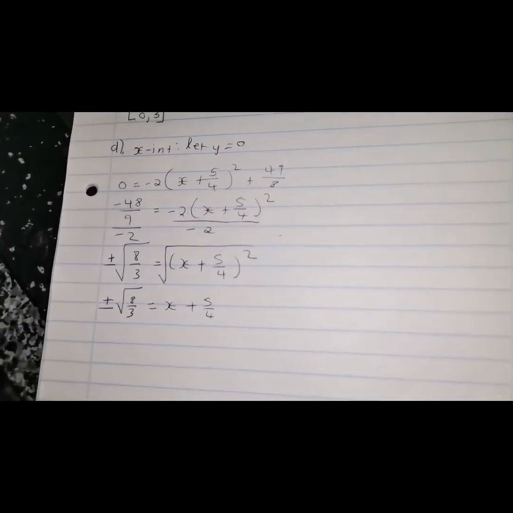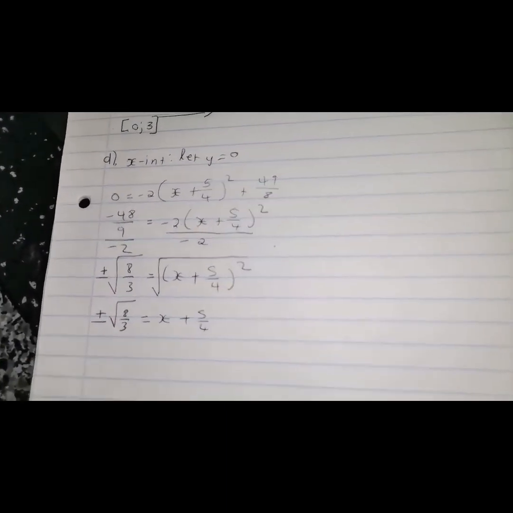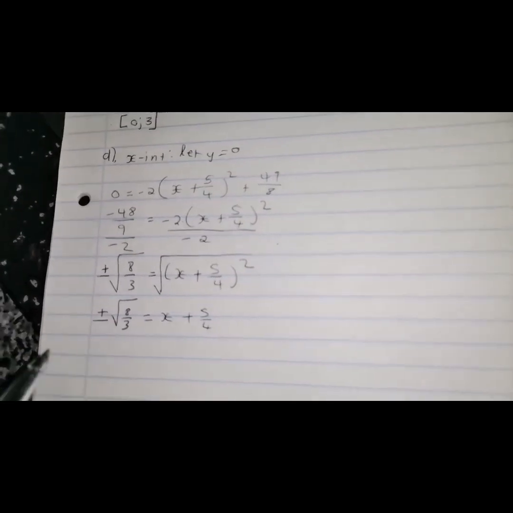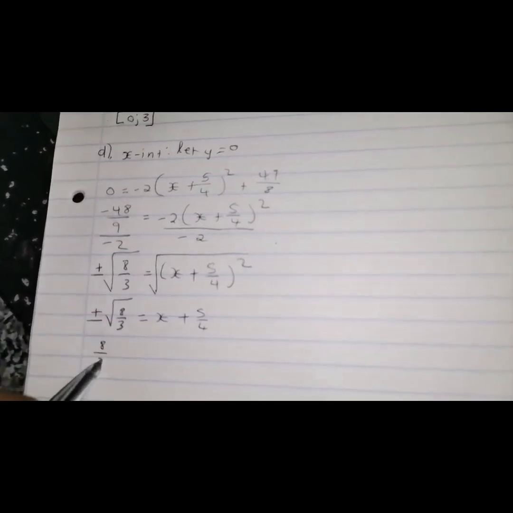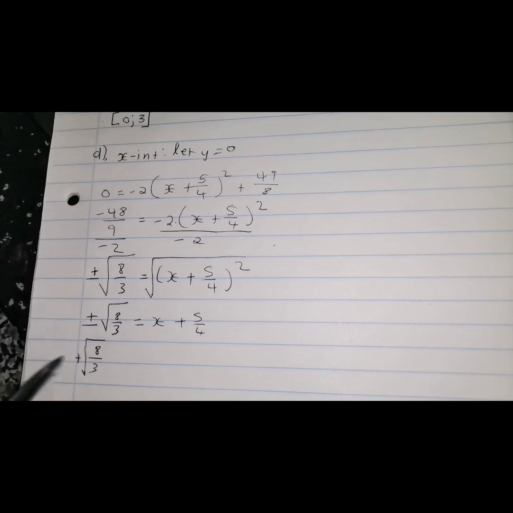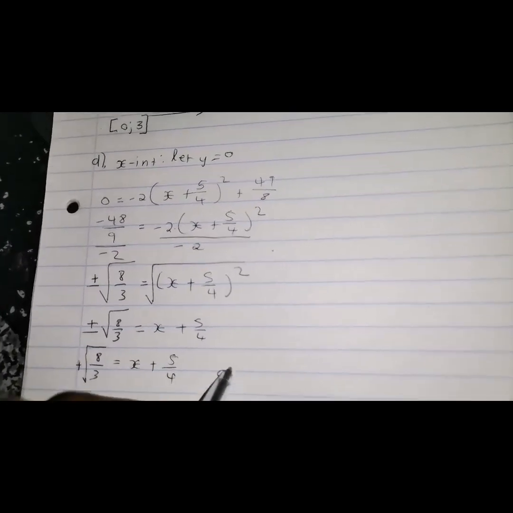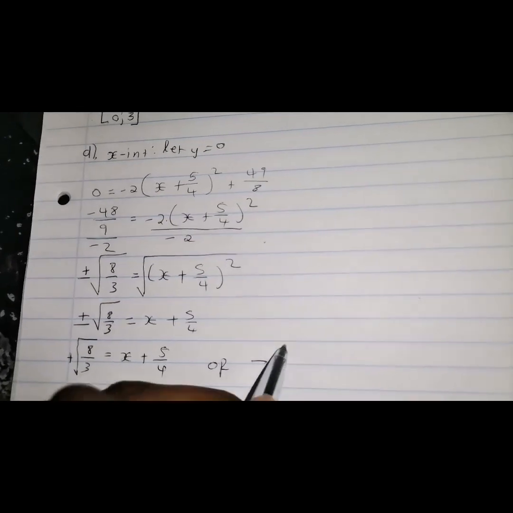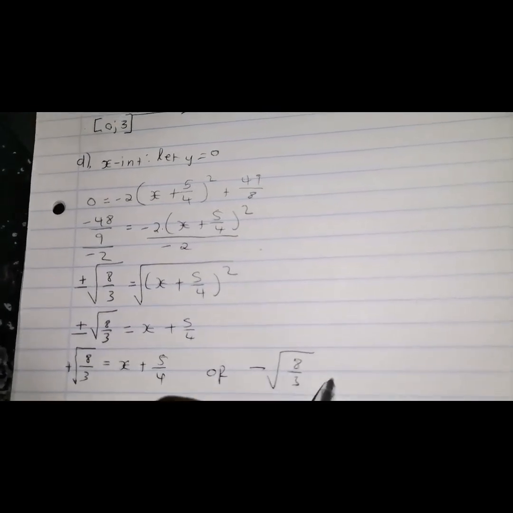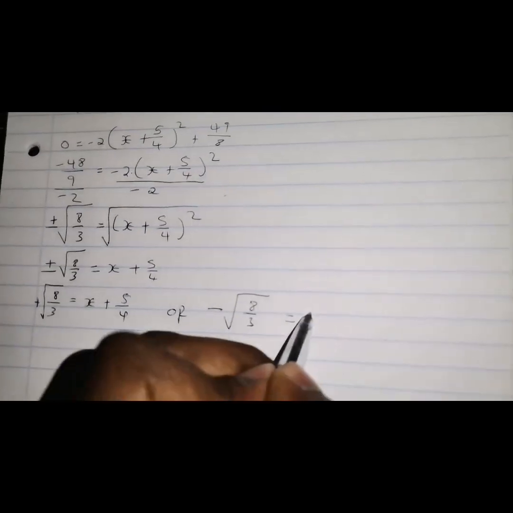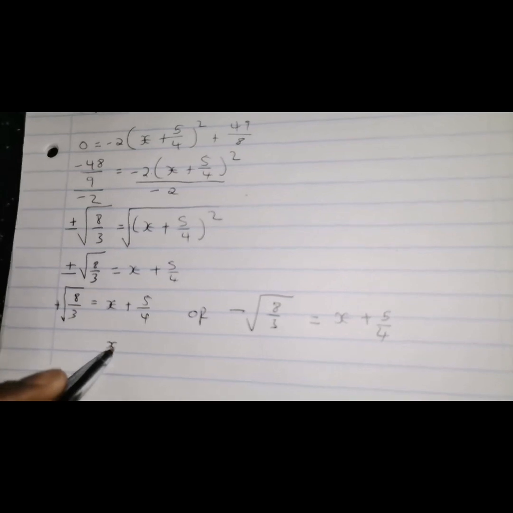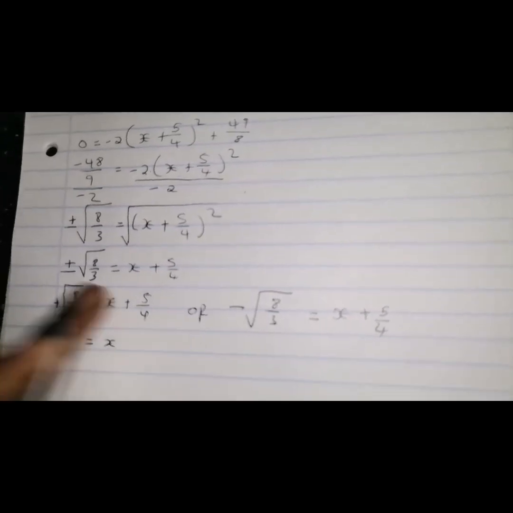So we're going to have two equations, plus and minus. This is how we're going to write it. We're going to say the square root of 8 over 3 equals x plus 5 over 4, or minus the square root of 8 over 3 equals x plus 5 over 4. Then we must be left with x on one side, so we transpose this 5 over 4 to that side.